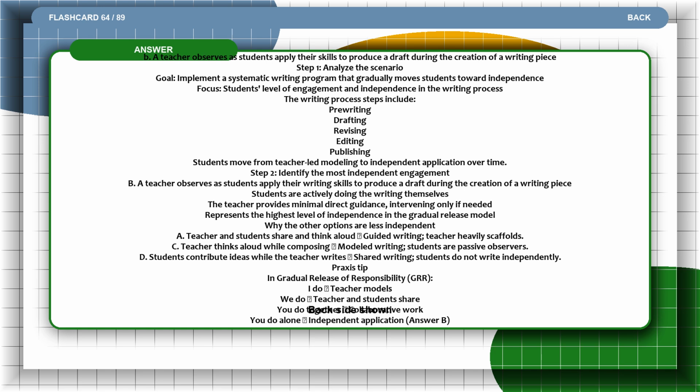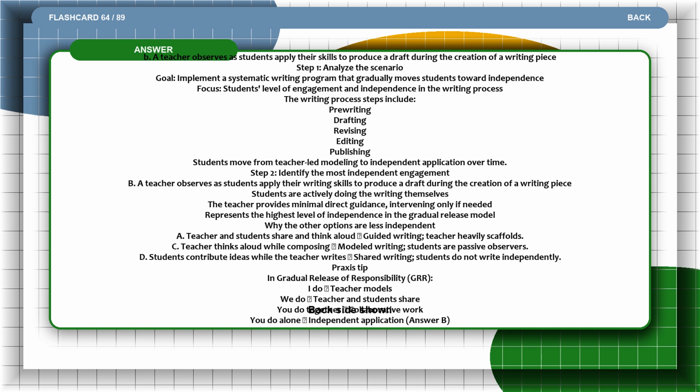Step 2. Identify the most independent engagement. B. A teacher observes as students apply their writing skills to produce a draft during the creation of a writing piece. Students are actively doing the writing themselves. The teacher provides minimal direct guidance, intervening only if needed. This represents the highest level of independence in the gradual release model, while the other options are less independent.